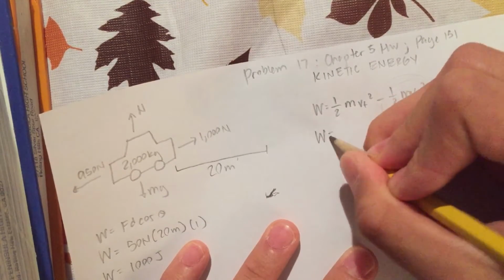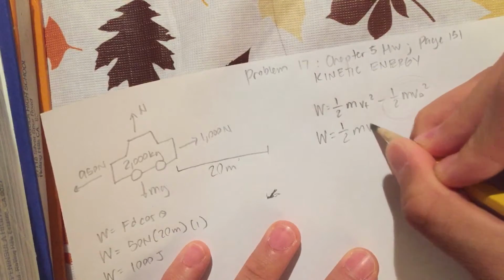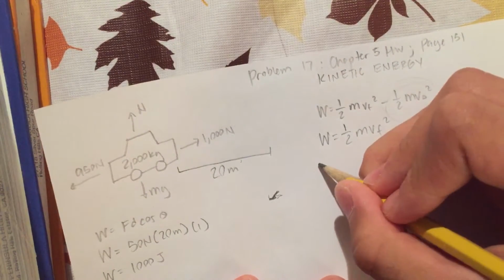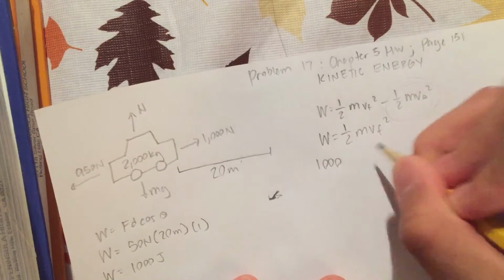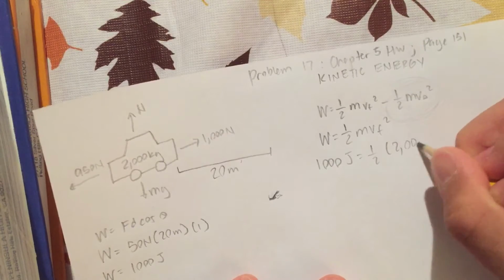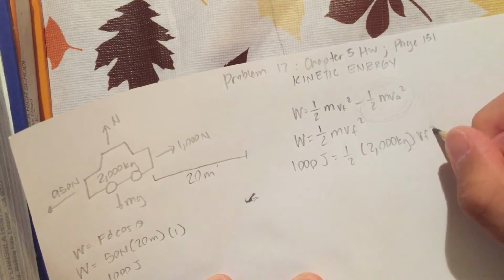So the real equation would be work equals 1/2 m v_f squared. And then we substitute in our work because we know that it's 1000 joules equals 1/2. We know the mass is 2000 kilograms, and we don't know the velocity final.